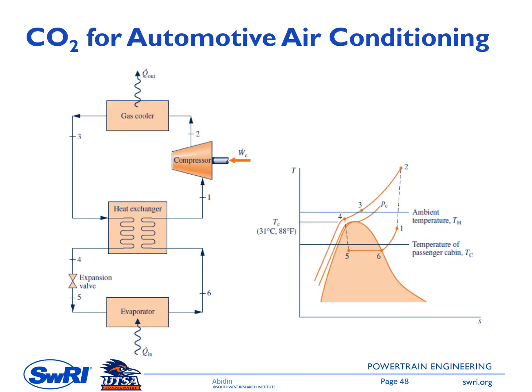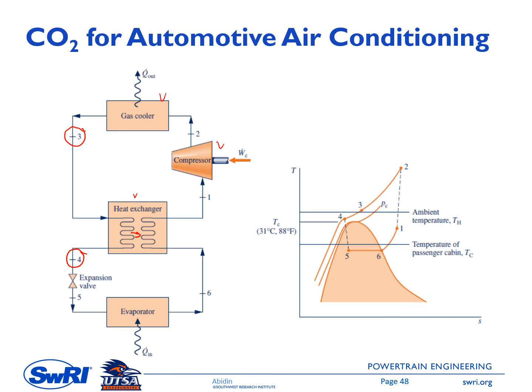Next one is CO2 for automotive air conditioning. On the left side is the schematic of this CO2 air conditioning. We have a compressor, and then a condenser, and point 3 here is the exit of the condenser. Before it enters the expansion valve, we have a heat exchanger here that cools this point 3 down to point 4, and the heat here is used to heat up the working fluid before it enters the compressor. Therefore it will reduce the required compressor work.